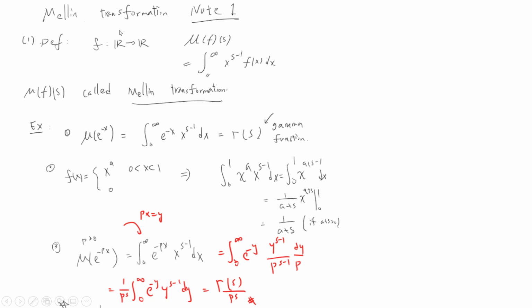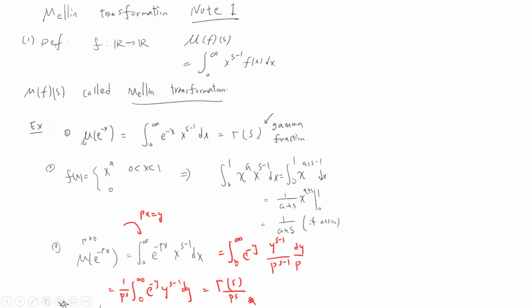So for the Mellin transformation, let's say you have a real function from real numbers to real numbers, and you can define the Mellin transformation. It will be f of x times x to the s minus 1 dx, integrated from 0 to infinity. So the Mellin transformation of f will be a function of s, and M f of s is called the Mellin transformation.